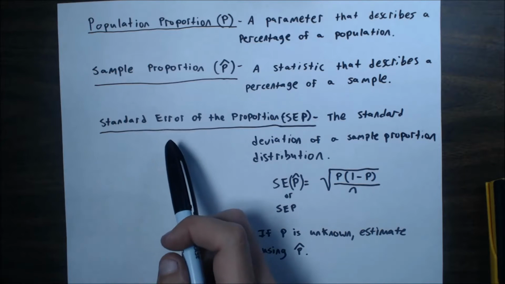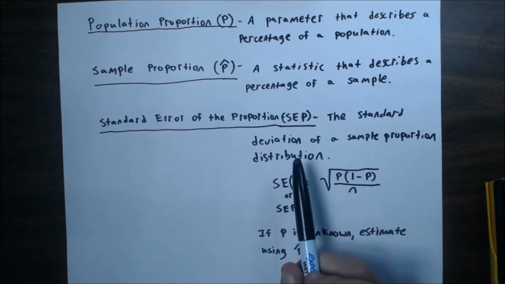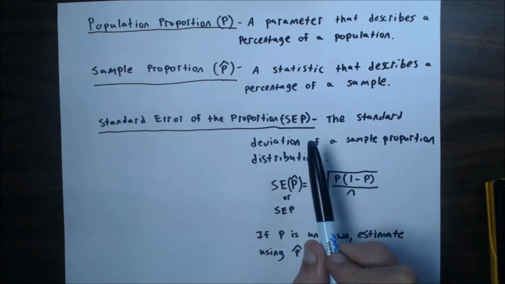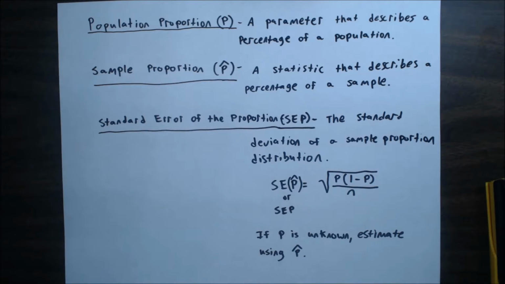And that brings us to the standard error of the proportion, which we call SEP. It's the standard deviation of a sample proportion distribution. And this is going to make more sense in a minute. I'm going to do a little simulation for you. We're going to see how this works. But here's the formula, and it's on your formula sheets.